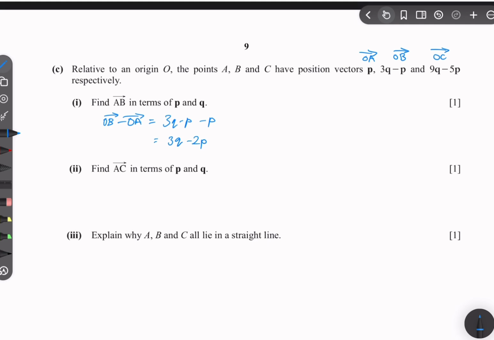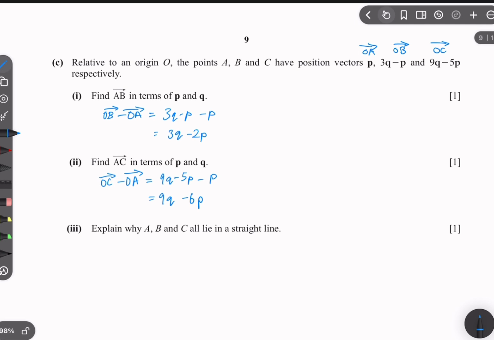Part 2, find AC in terms of p and q. Okay, so AC is equal to OC minus OA. So 9q minus 5p minus p. So 9q minus 6p.